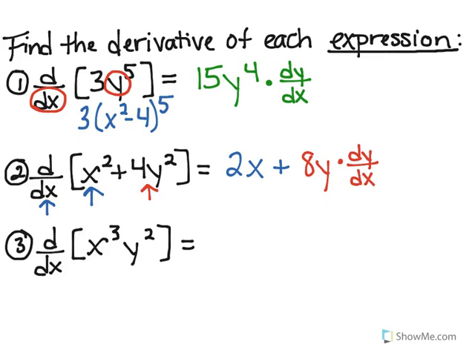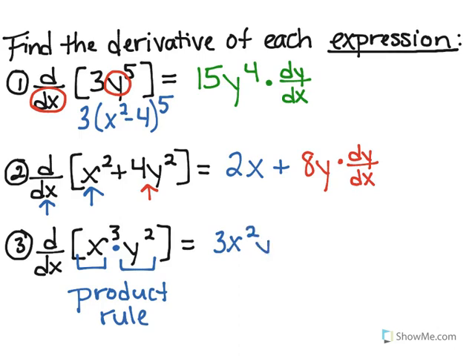For the last one, again, I have one term but two variables. So this is x cubed times y squared. I have to use the product rule. So we're going to break it apart and use the product rule. And this will happen whenever you have one term with multiple variables in it. So I start with the derivative of x cubed is 3x squared.